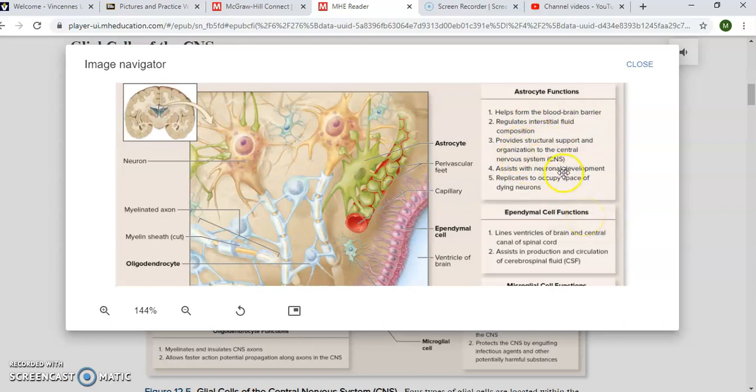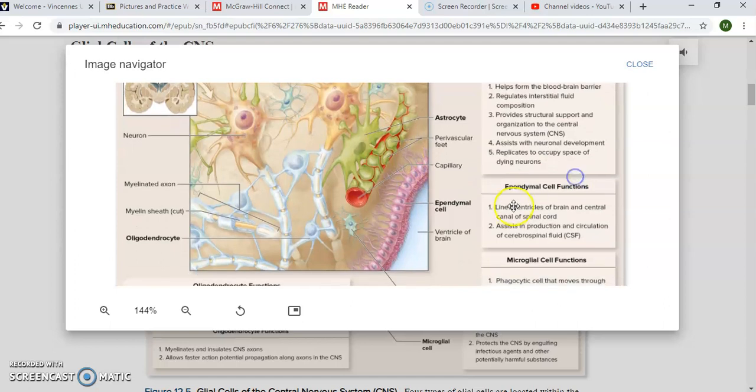All right, so those are astrocytes. And then the next cells are called ependymal cells. Those cells are located here, and they're the ones that line the ventricle. And the ventricles of the brain, remember, are those open spaces inside the brain that have cerebrospinal fluid in them.